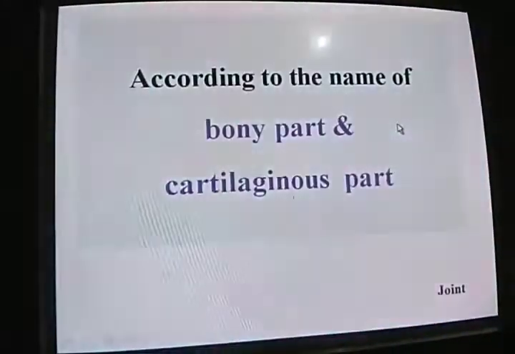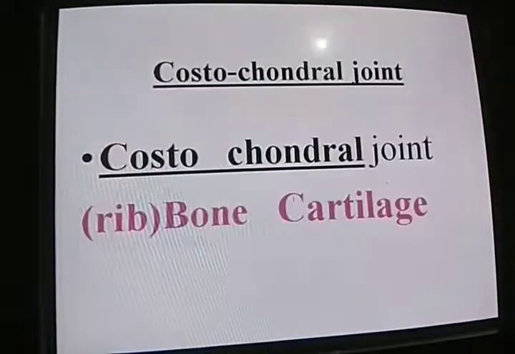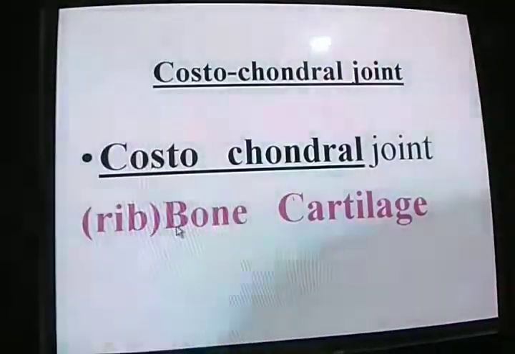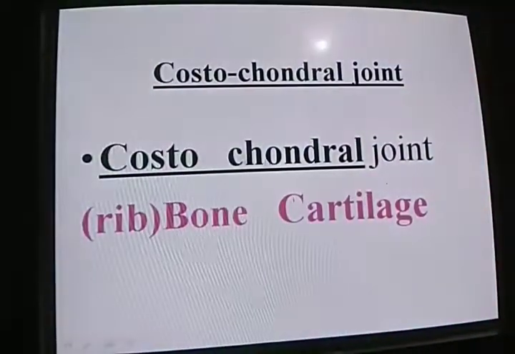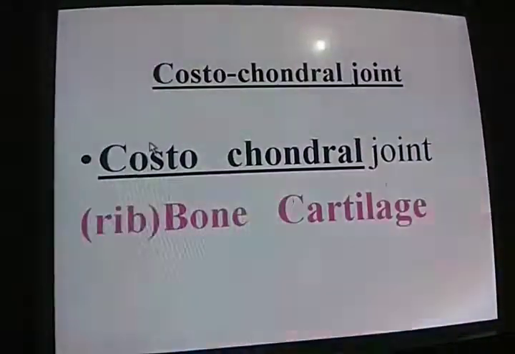According to the name of the bony part and the cartilaginous part. Here is the example: costochondral joint. Costo means rib, bones, and chondral means cartilage. So, costochondral joint is the joint between bone and cartilage.